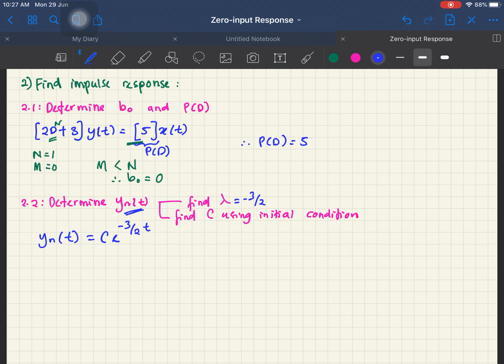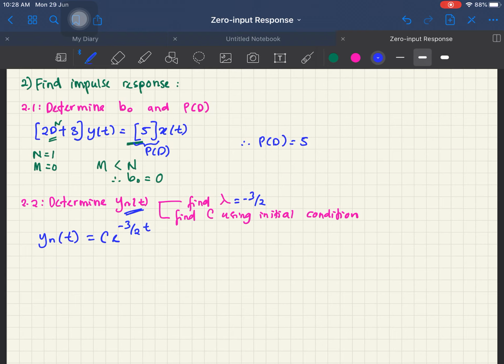2t. However, this C here will not be the same as the C we obtained in the previous step, because the initial condition for the impulse response is different from the initial condition that is used to find the zero input response. For the impulse response, this is available in the slide and also in the video where I discuss impulse response.